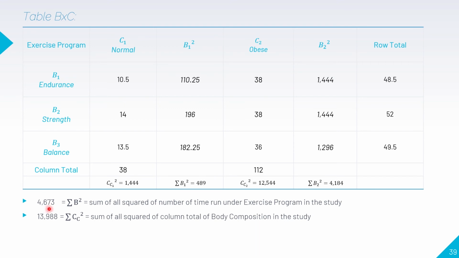4673. Now, in finding the summation of C squared, the sum of all squared column totals of body composition in the study, we have this one. We just need to square this as we did earlier. So 38 squared, we have this answer. 112 squared, we have this answer. So now we have 13,988.